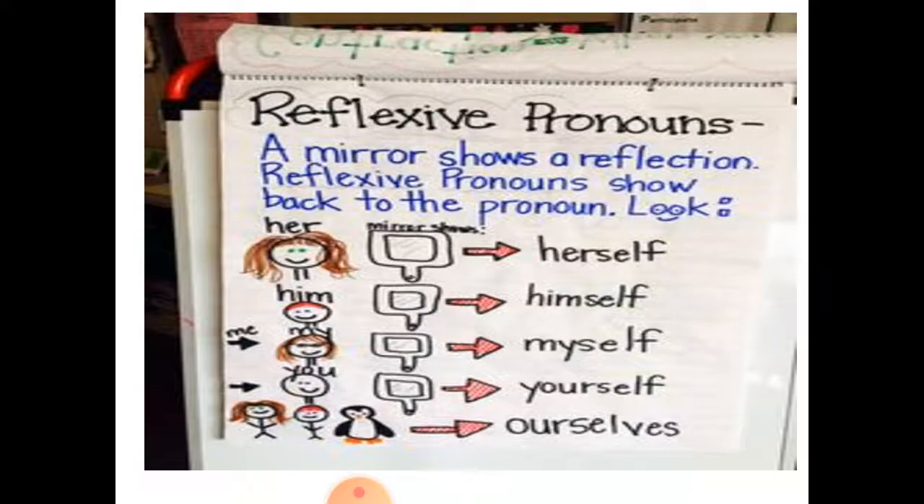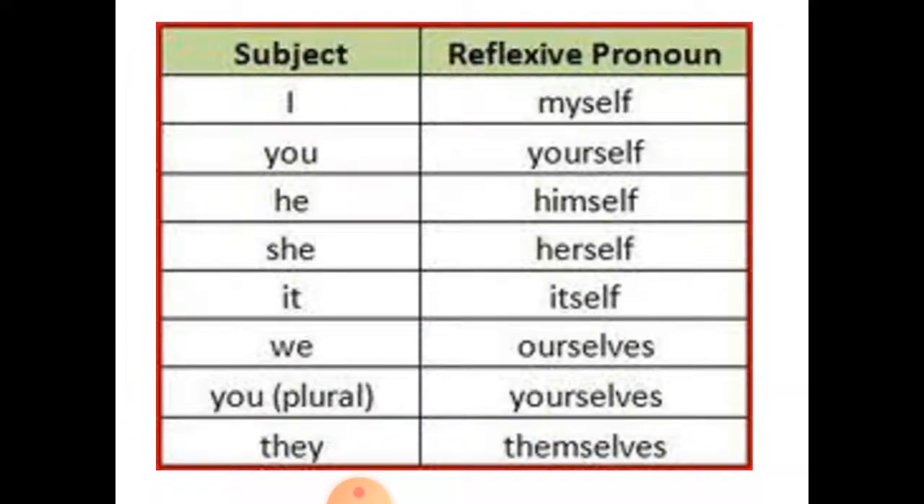Let's see the example. When we talk about her, we use the word herself. When we are talking about him, then we use himself. My, myself. Your, yourself. Our, ourselves. So this is the way it shows the reflexive pronouns.